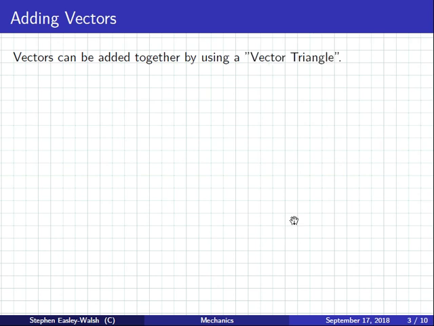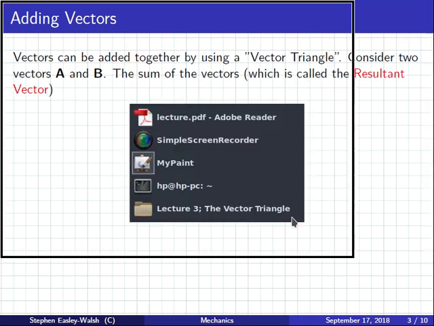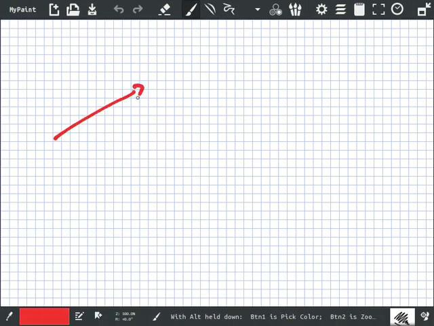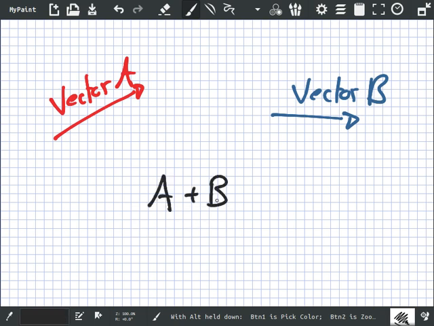you can add vectors together by using what we call a vector triangle. So let's take two vectors, vector A and vector B. And we want to know what is vector A plus vector B, which we call the resultant. So just so I can draw that. Maybe, for example, this is vector A, and maybe, for example, this is vector B. And we would like to know what is A plus B. We want to know what that is, okay?